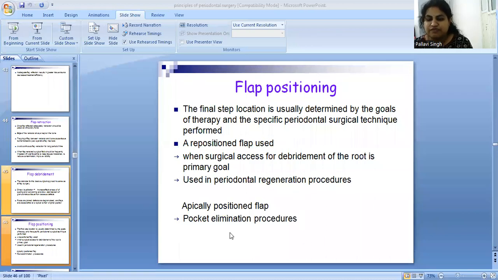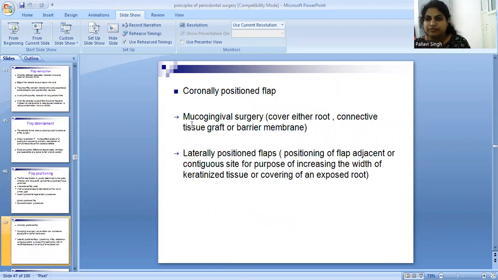And for the apically positioned flap, we can see that it is a pocket elimination procedure, because when the position of the flap is apical, you can see the pocket is eliminated. Now the flap positioning. Now the coronally positioned flap is used in mucogingival surgery to cover the root, with a connective tissue graft or barrier membrane. The laterally positioned flap uses a flap from a contiguous site for the purpose of increasing the width of keratinized tissue and covering an exposed root.